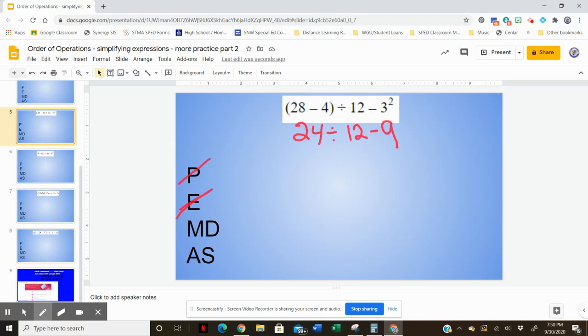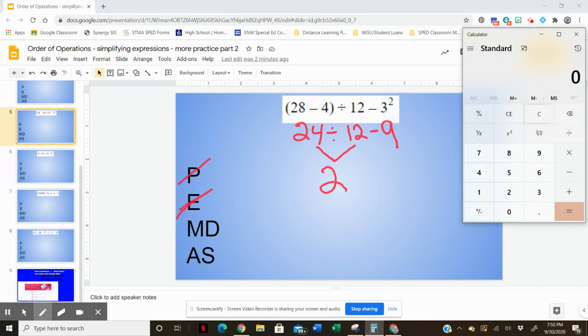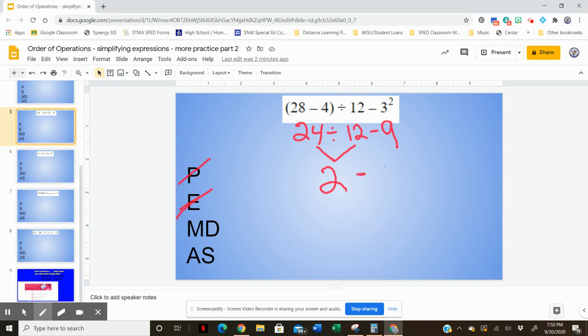My next step is multiplication division. I do happen to have a division problem here. I have 24 divided by 12. Well, I know that answer is 2. Again, if we don't remember, use your calculator. Go 24 divided by 12. The answer is 2. I'm going to bring down my minus sign, then I'm going to bring down my 9.